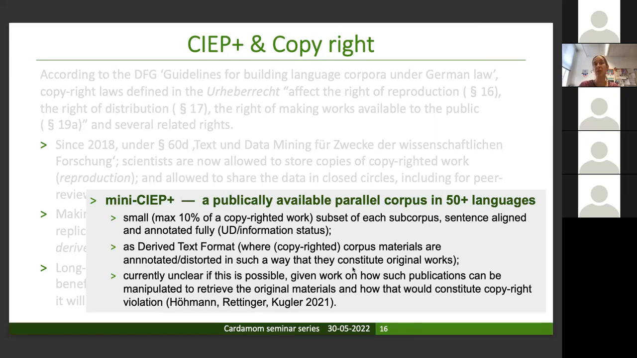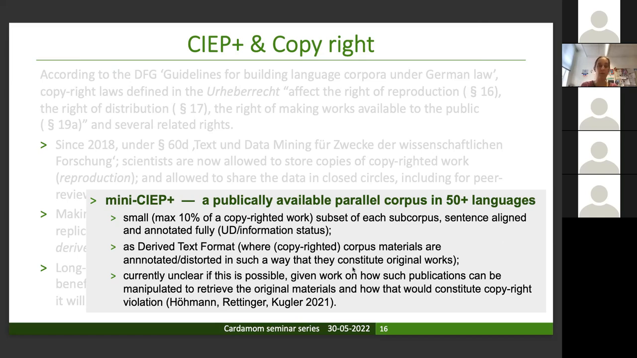So what we want to do is publish something that we will call Mini KEEP Plus, which would be a publicly available parallel corpus in 50+ languages, where we take a small subset of each subcorpus, we sentence align that small bit. So this would probably be a chapter from each of the books, and annotate it fully with UD dependency parsing, as well as information status. And then we necessarily have to do this as a derived text format, which means that we have copyrighted corpus materials, and these would be distorted or annotated in such a way that they constitute original works. So we could, for example, take out all of the names and replace them with a placeholder, which is name or something like that.